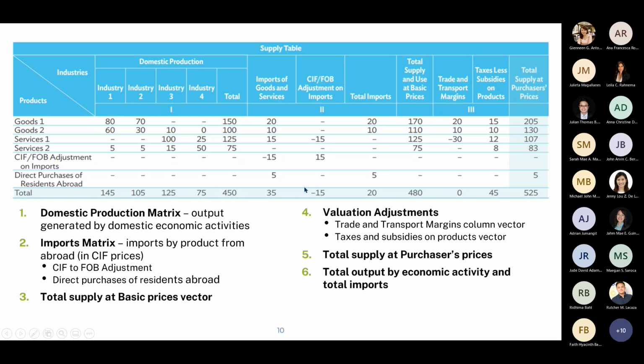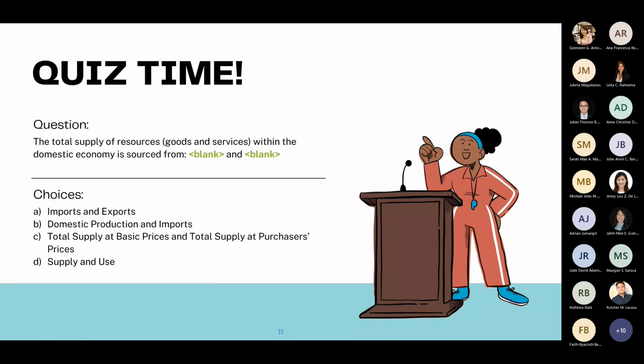Okay, so on to our first quiz. It's very simple, and the mechanics here is the first to get the right answer will be winning a prize. So please do prepare your keyboards and chat the answer on my signal. The question is, the total supply of resources, these are goods and services within the domestic economy, is sourced from blank and blank. And our choices are listed here, A, B, C, or D. You can just type in the letter of your answer, and you may start now.